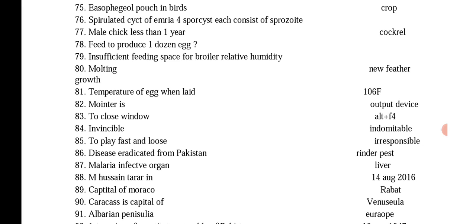Molting is the new feather growth. Molting is a method that can be induced, or it is also natural, that involves the new feather growth. Temperature of hen when laid is 160 degrees Fahrenheit, as this is the temperature of the body of the hen. Temperature of the egg and of the body of the hen is the same at laying time, and it is 106 Fahrenheit.